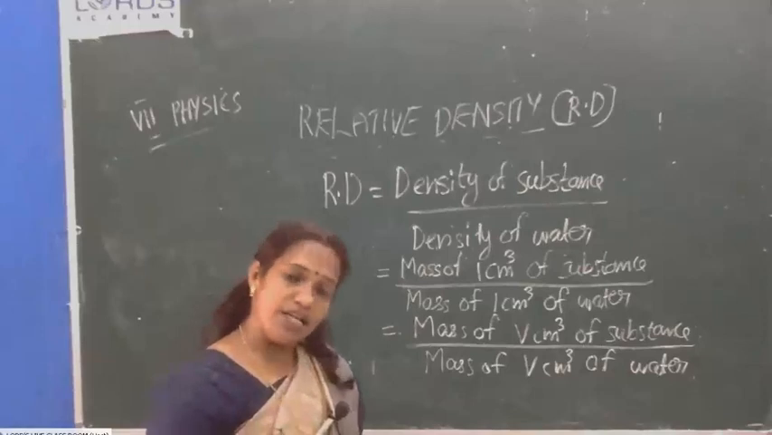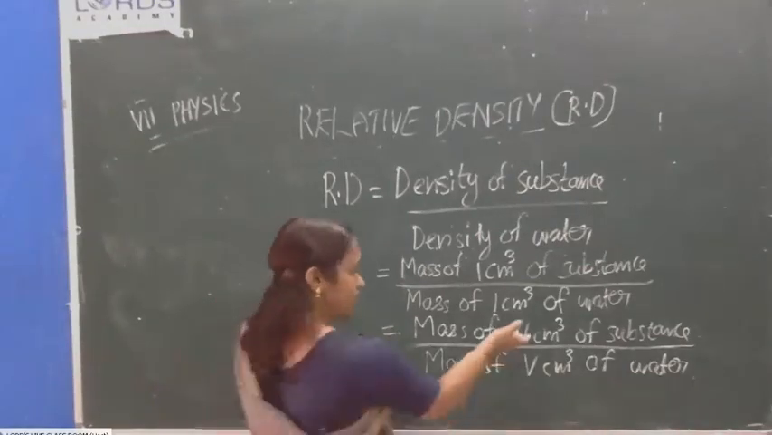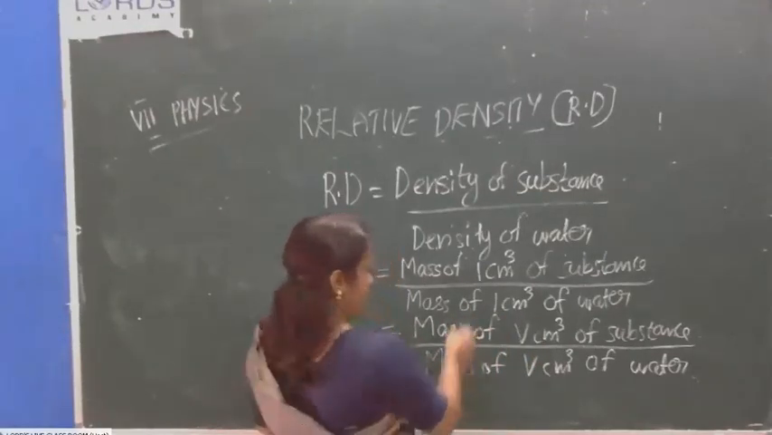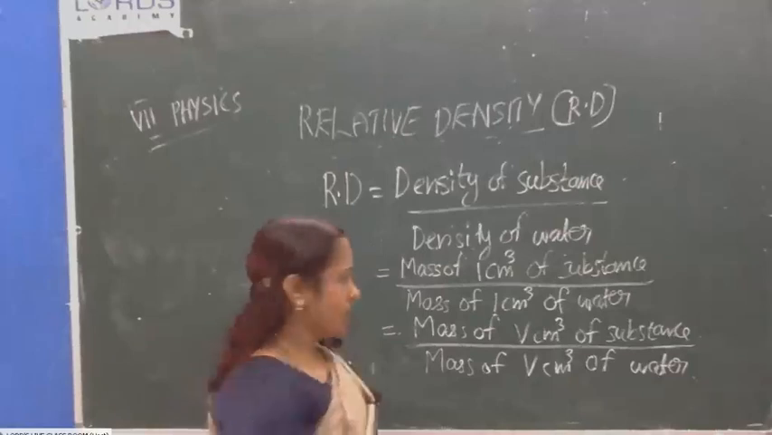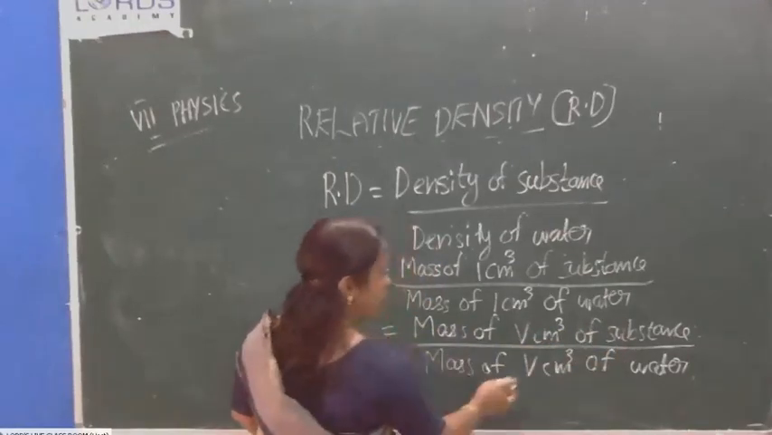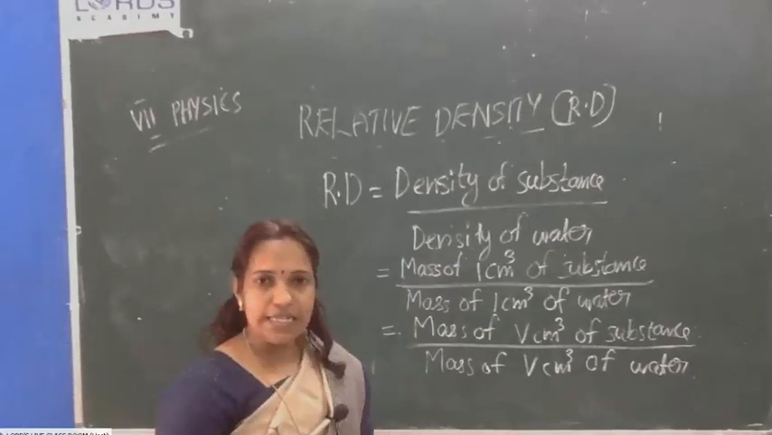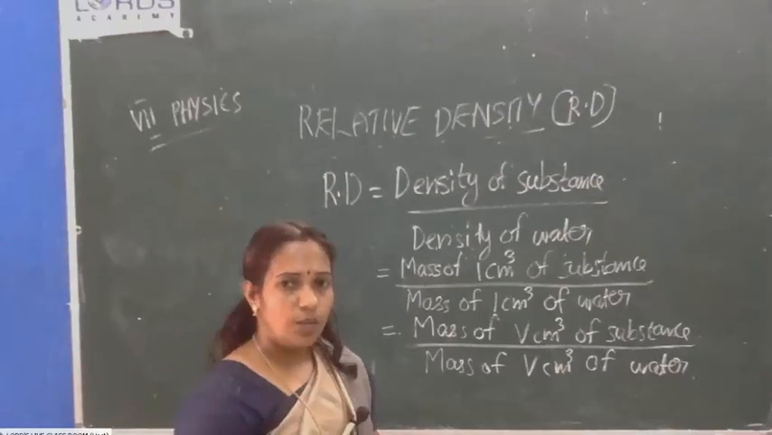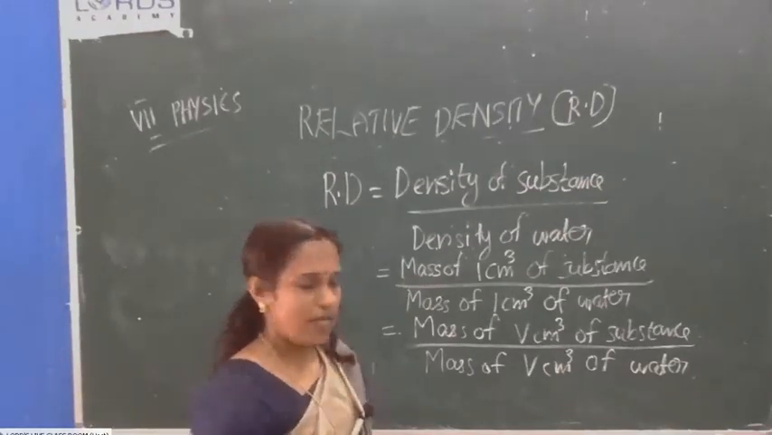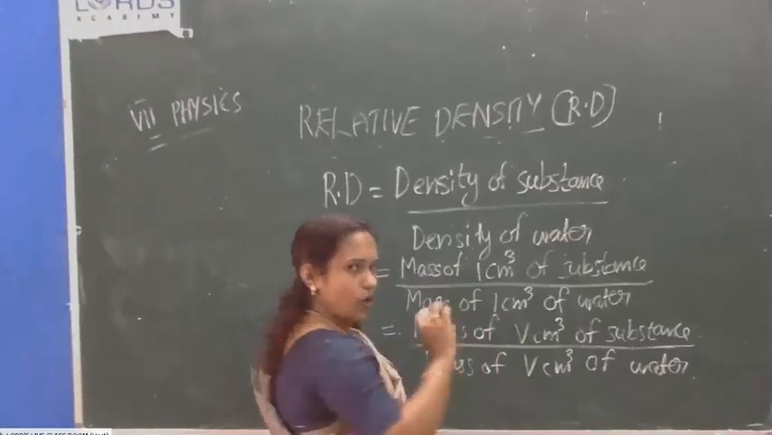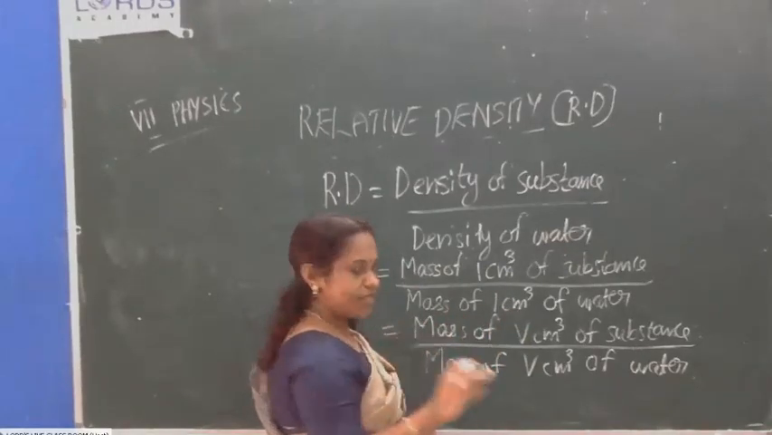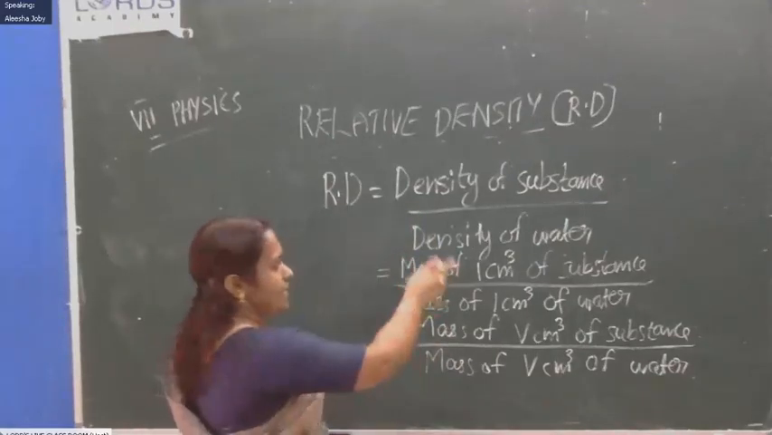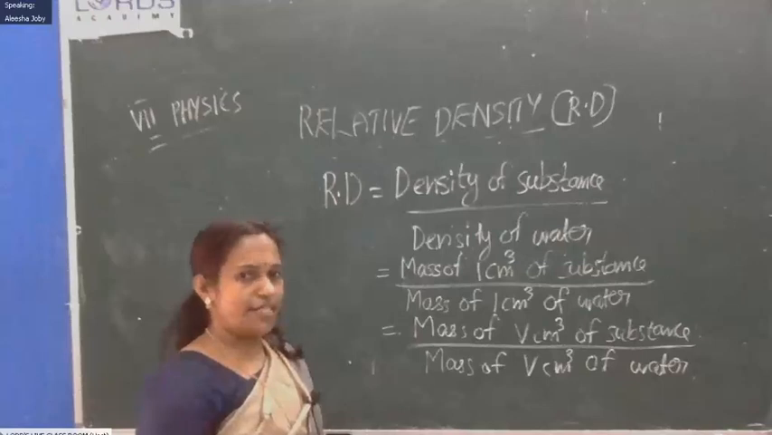This V may be any value, isn't it? It may be 3 centimeter cubes, but here also you have to take 3 centimeter cube of water. Then only it will be correct. V may be 100 centimeter cube of substance by mass of 100 centimeter cube of water. Is there any doubt? V may be any value. No doubt. So relative density is equal to density of substance by density of water.